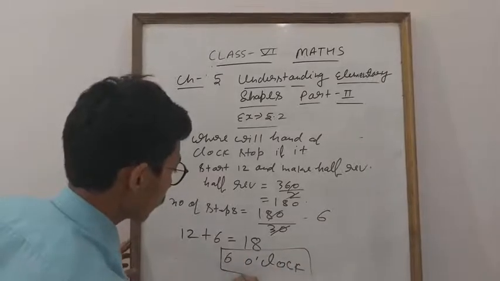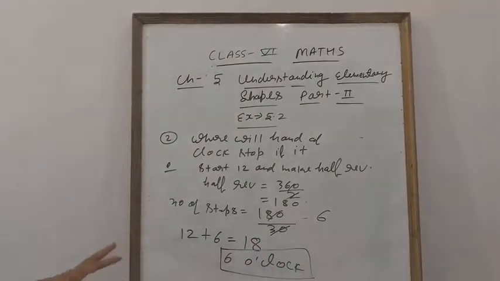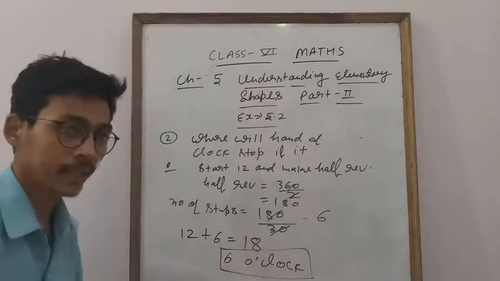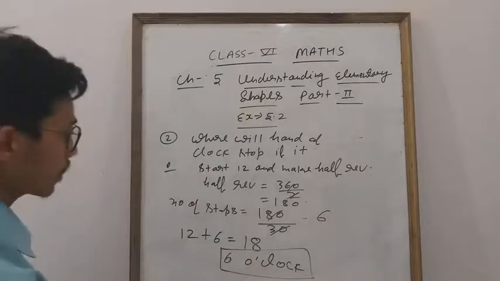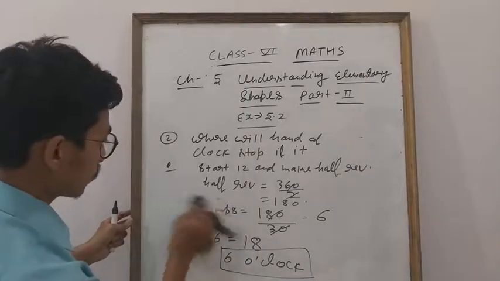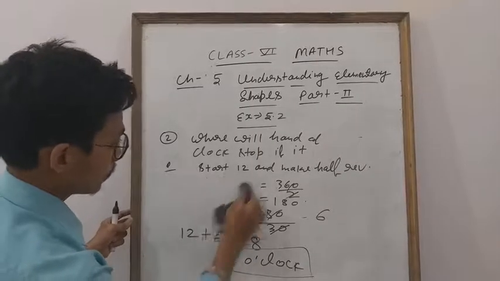Okay everyone, what I do: first we find out what revolution is given. So half revolution is given. Now you know half revolution is 180 degrees. Now how will you find the number of steps, students? You divide by 30 because in every step there is an angle of 30 degrees. So now 12 plus 6 is 18. Now 18 means 6 o'clock. What is the second method? This was the first method. Now I am going to explain the second method.